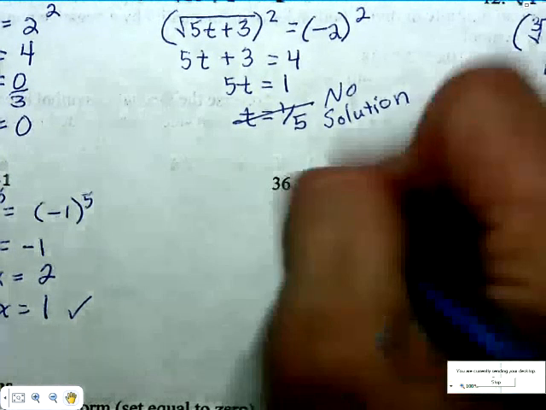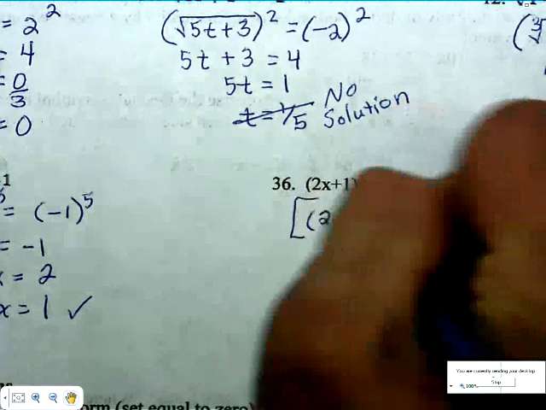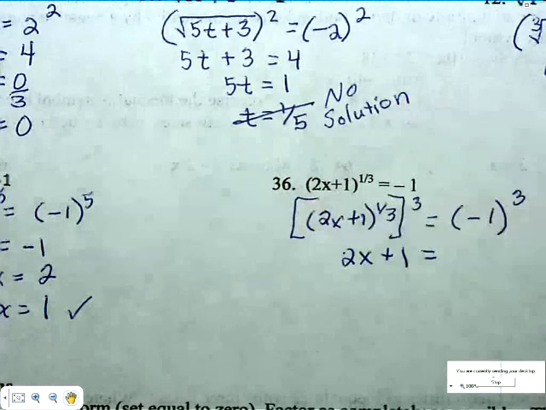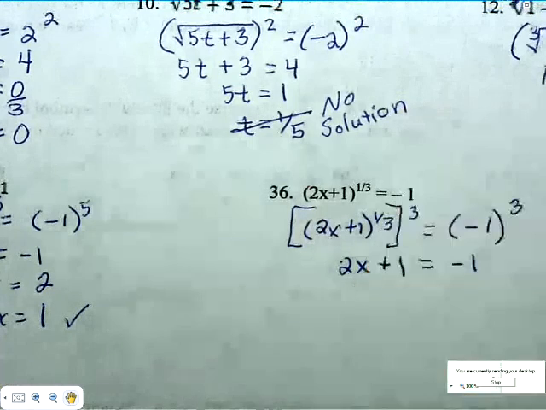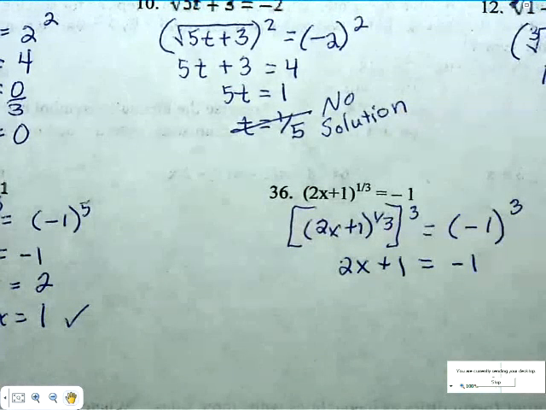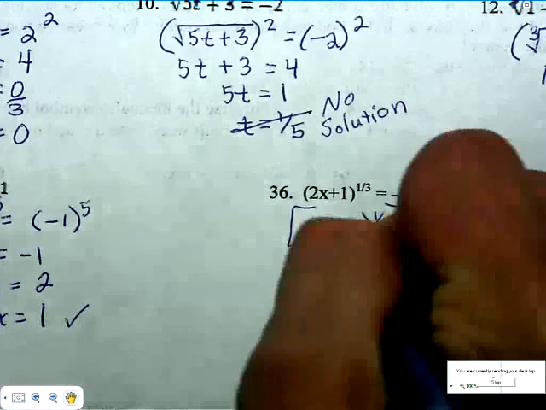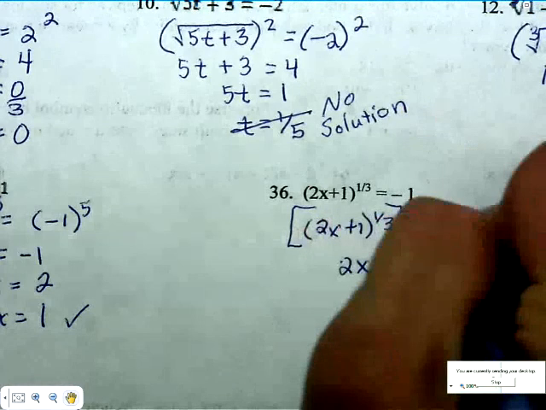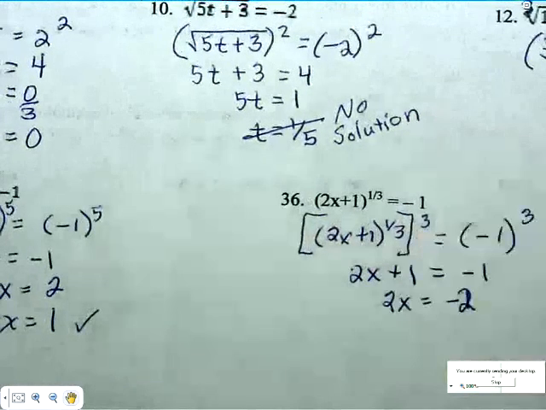That left-hand side's just 2x plus 1. Right-hand side, negative 1 cubed is negative 1. Subtract 1 from both sides. Oops. And then divide both sides by 2.